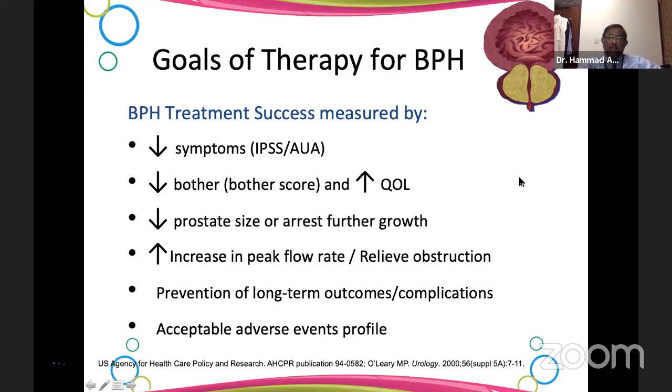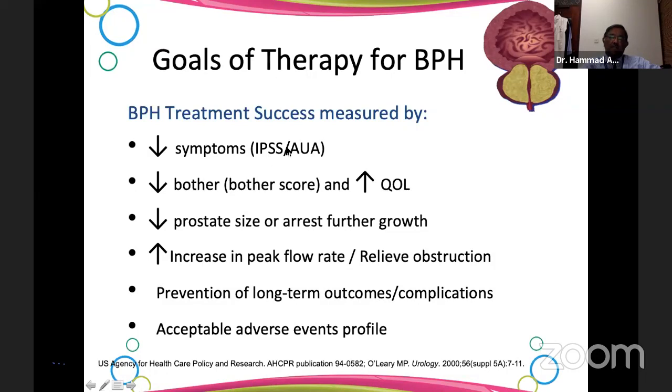Now, finally, we move on to the management, and we know that we have discussed a few things about the causes of low urinary tract symptoms, how to differentiate patients of low urinary tract symptoms from other causes of LUTS, which are not related to BPH. And once you have made a diagnosis of BPH LUTS, then you treat them. And the goals of treatment is to decrease their symptoms.